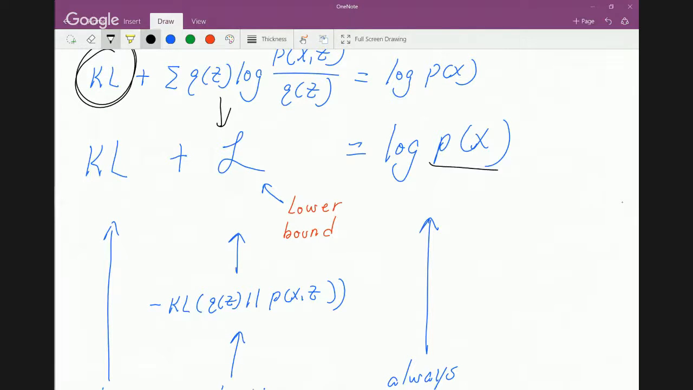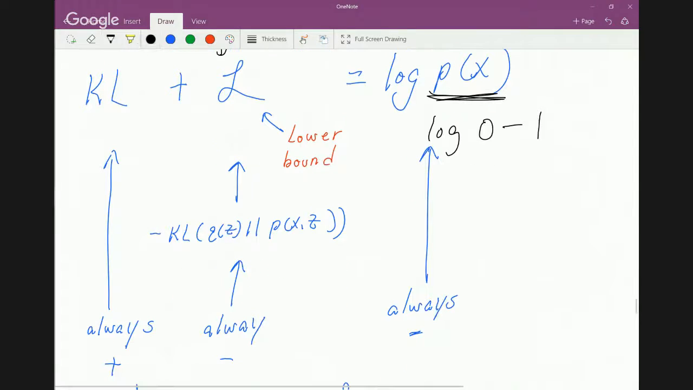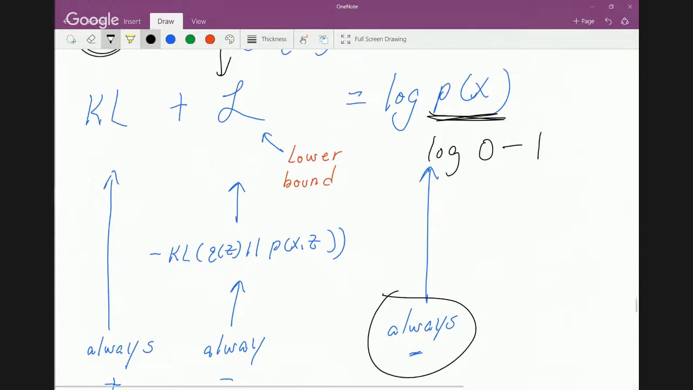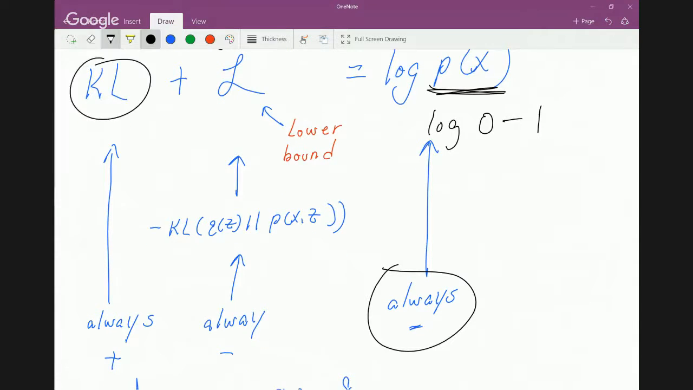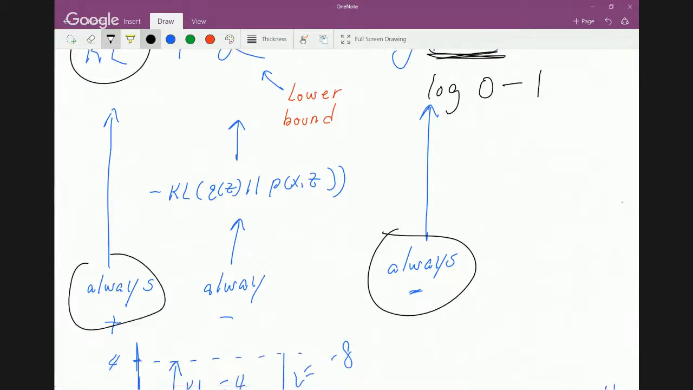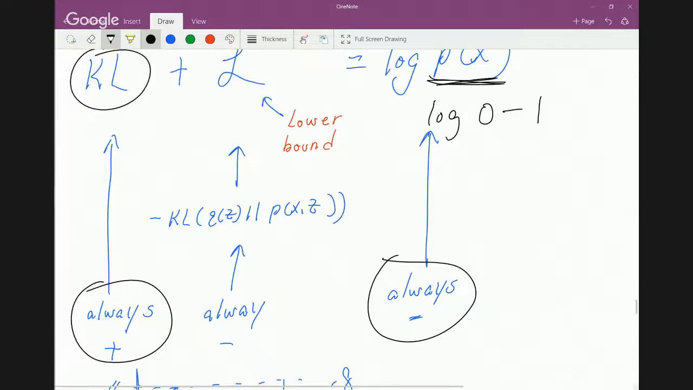Well, you know that P of x is a probability distribution, so it's always between 0 and 1. And the log of that is always a negative value. Always a negative value. Okay, that's what we know. This will always be negative. And over here, this is the KL divergence, and one of its properties is that it's always at least 0, so it's never negative.